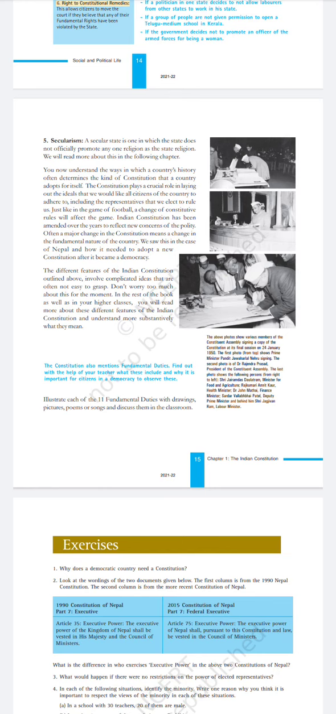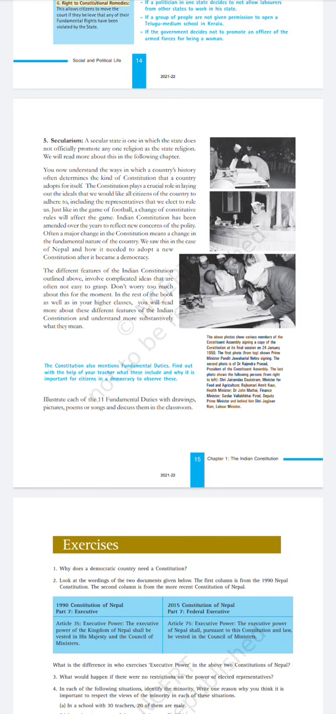The last photo shows the following persons from right to left: Sri Jairam Das Doulatram, Minister for Food and Agriculture; Rajkumari Amrit Kaur, Health Minister; Dr. John Mathai, Finance Minister; Sardar Vallabhbhai Patel, Deputy Prime Minister; and behind him Sri Jagjivan Ram, Labour Minister.